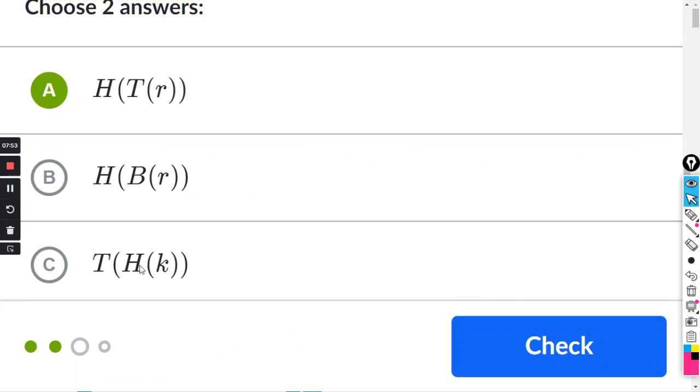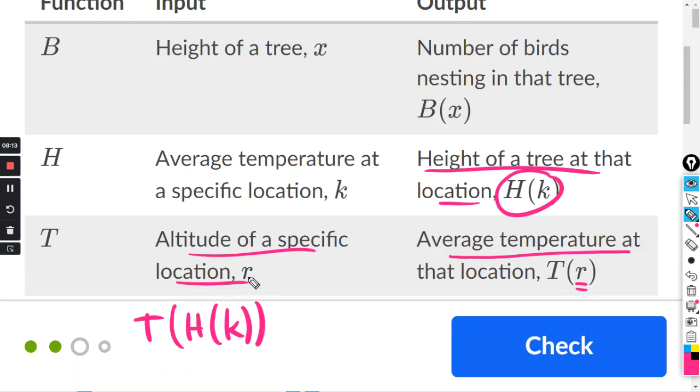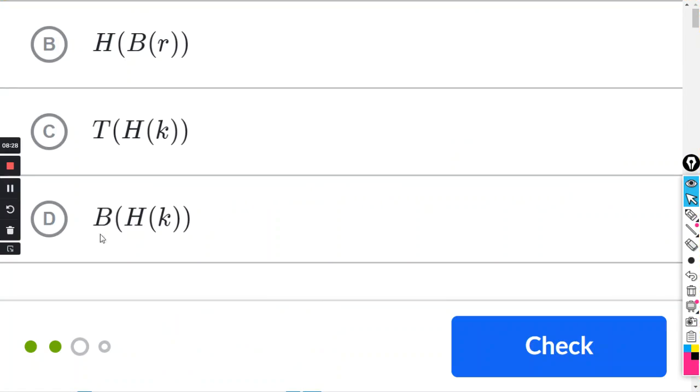All right, let's try answer C, T of H of K. Okay, T of H of K. H of K is the height of a tree at a certain location, and T is the average temperature. And T is based on R. R is the altitude of a specific location. So you can't take the height of a tree and plug it in for altitude. Okay, so that does not work. This is altitude of the location. This is the height of a tree. It's different.